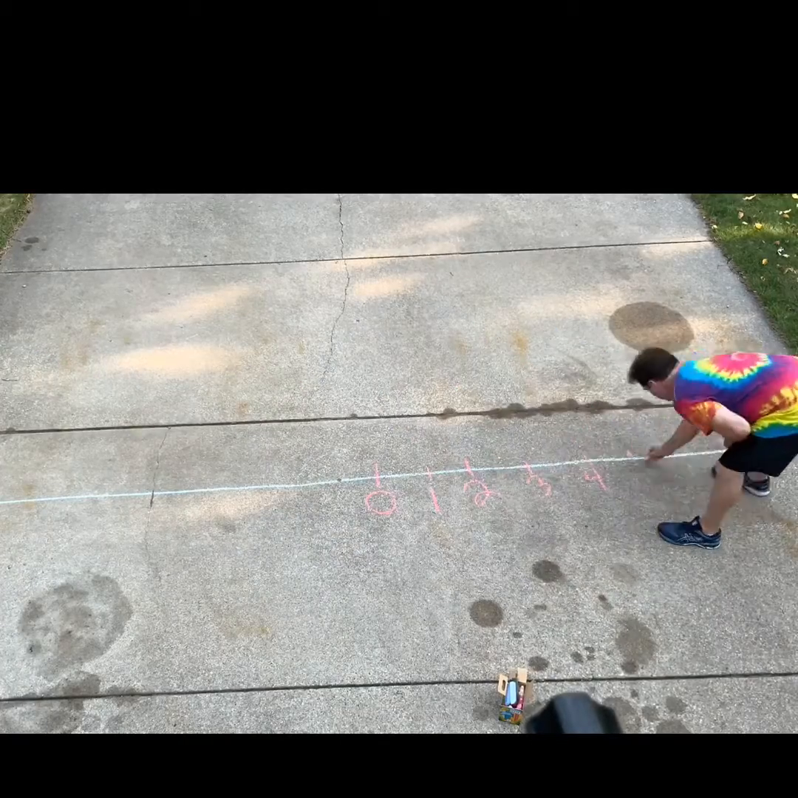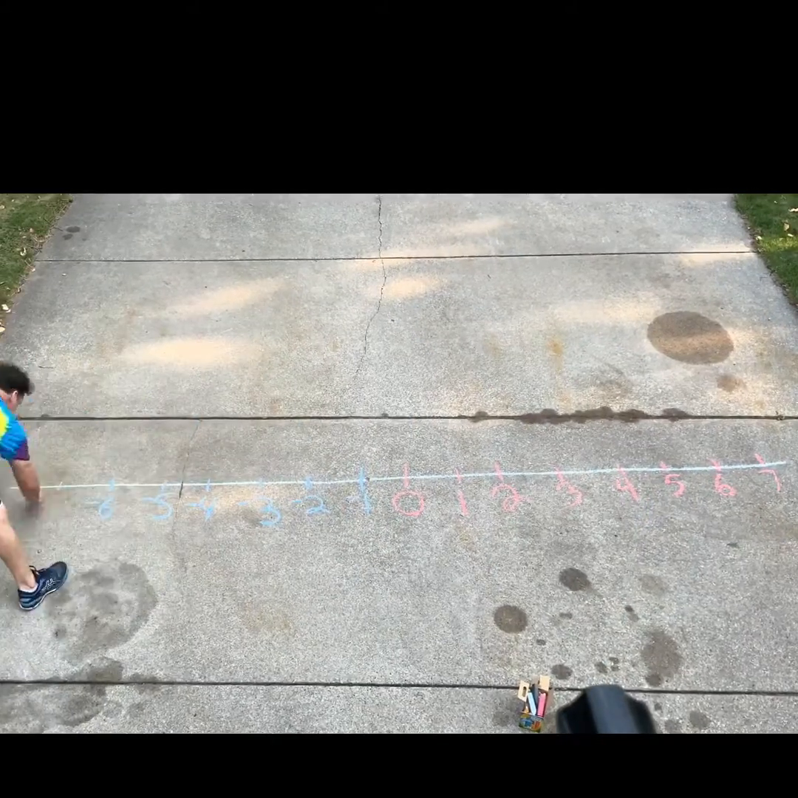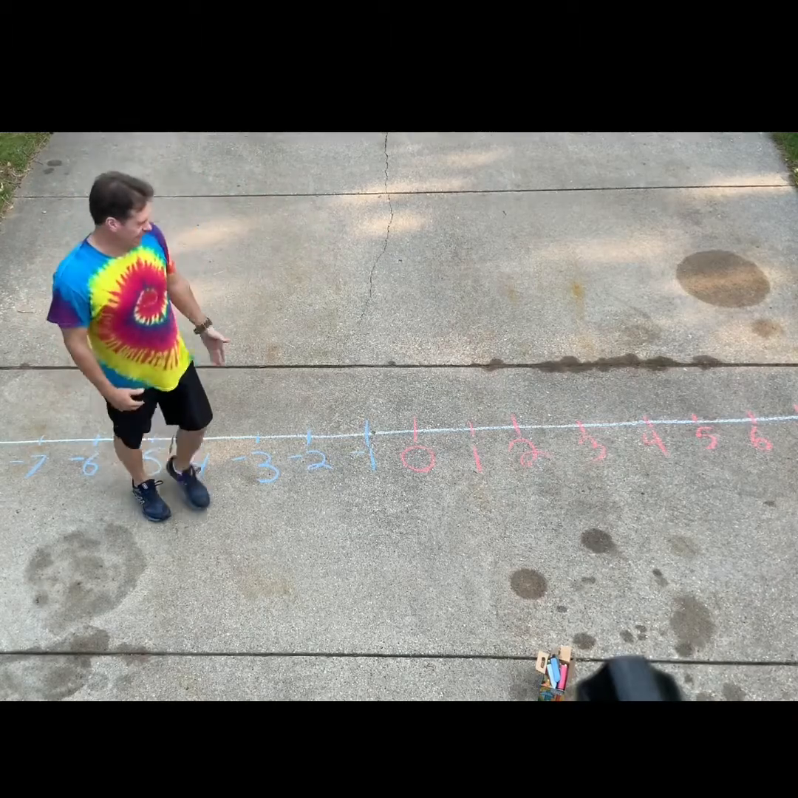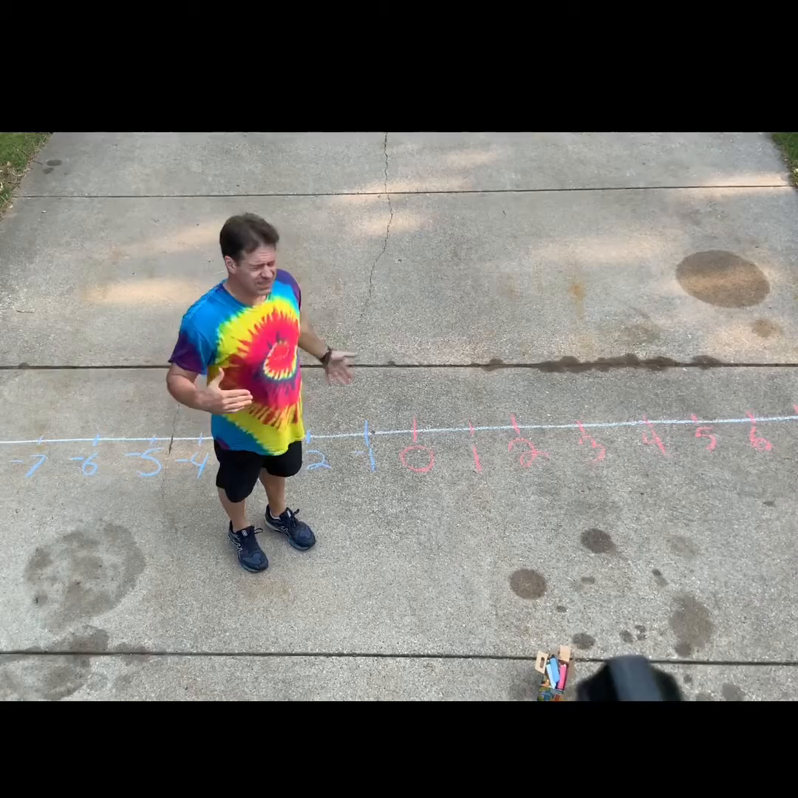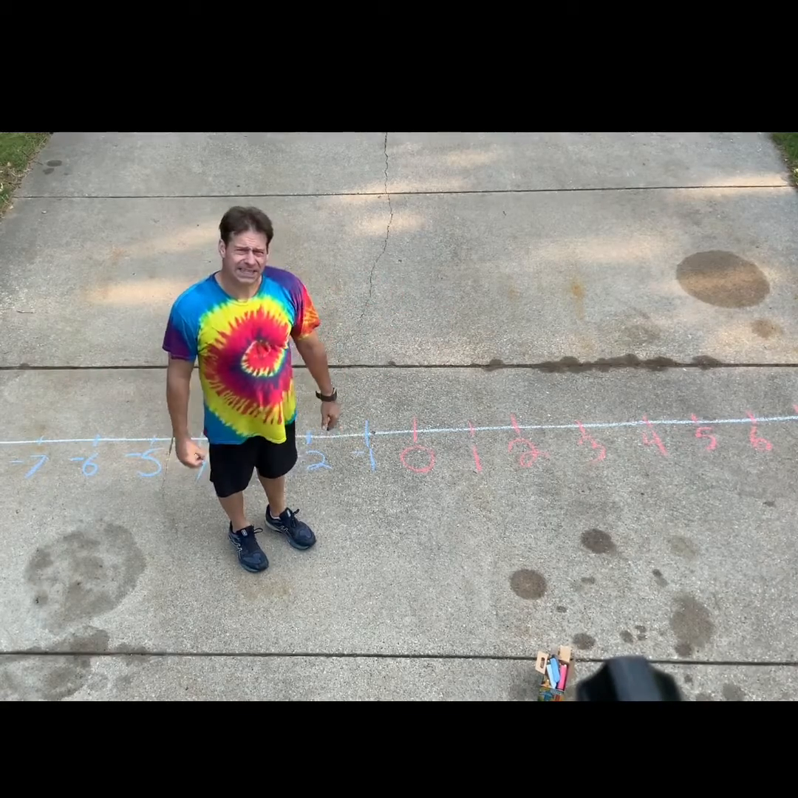So the first thing I'm going to have to do is make a number line. So I made my number line, and now when we're talking about adding integers, it's really not that bad. It's kind of like this.